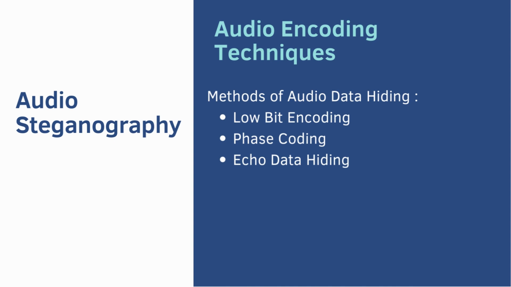Next, coming to the third technique in steganography, that is audio steganography. Here, we use audio to send the secret messages. There are three methods of audio data hiding. They are low bit encoding, phase coding, and echo data hiding.